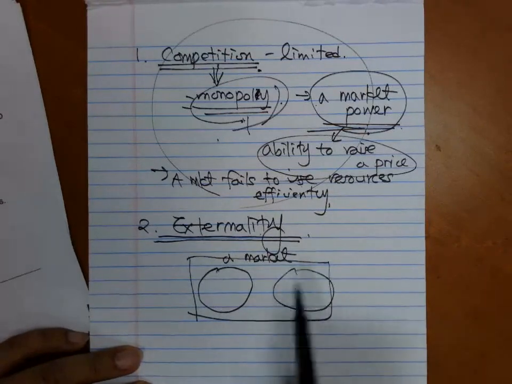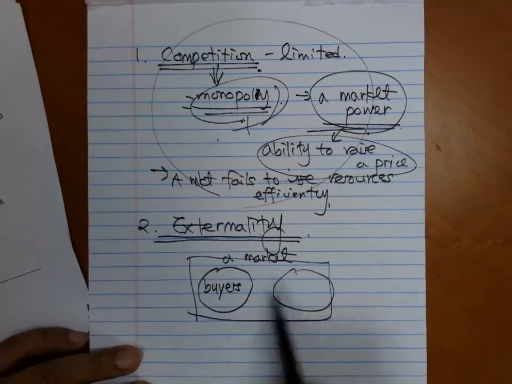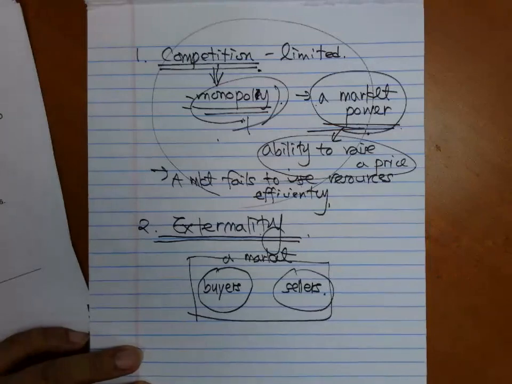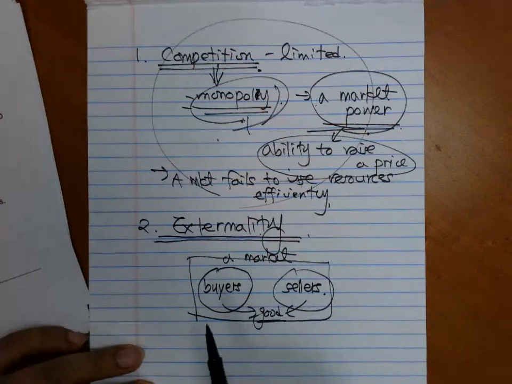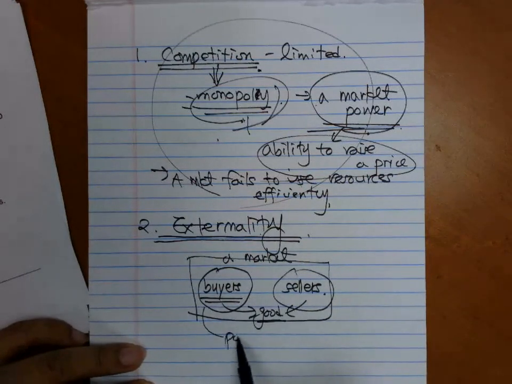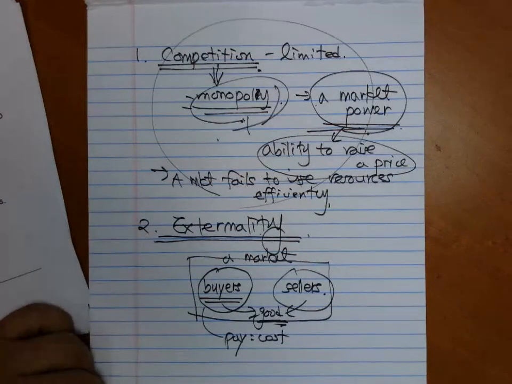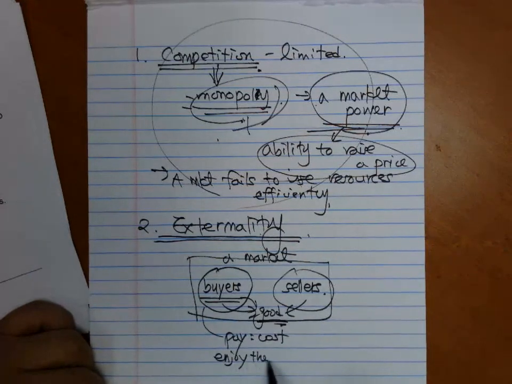Buyers buy some good here. Sellers sell this. In this market, the buyers have to pay for this good. This is the cost of the buyers. But once the buyers buy this good, they enjoy this good. This is a benefit. So cost and benefit of this good is in this market.